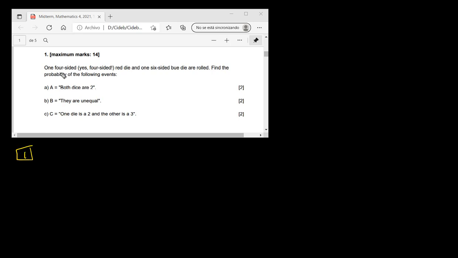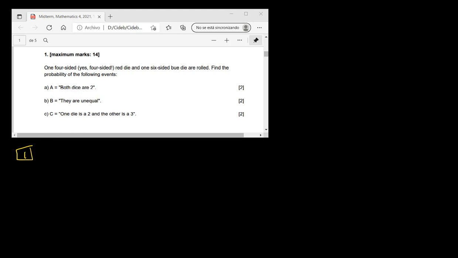So problem number 1, we have one four-sided red die and one six-sided blue die. They are rolled, and they want me to find the probability of the following events: A, B, C, D, E, F, and G. So let's begin.